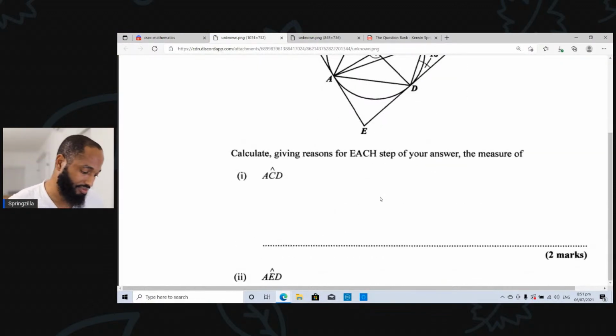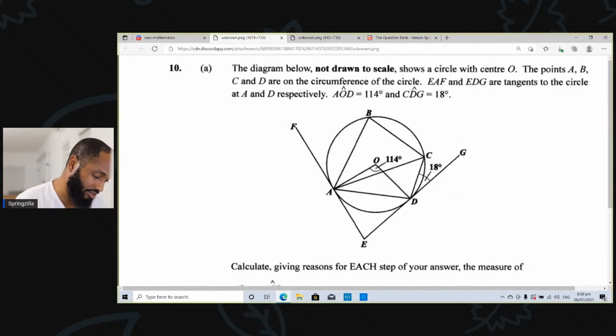ACD. This angle over here. So what are you thinking? There's a rule that we do with this. Well done, well done. Everybody's saying the correct answer.